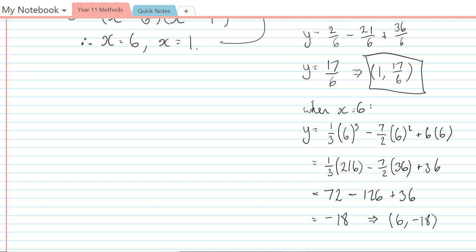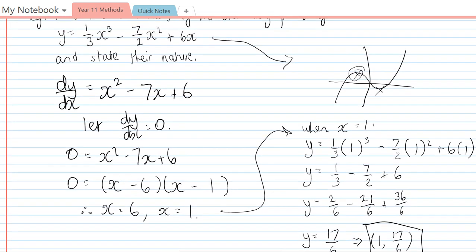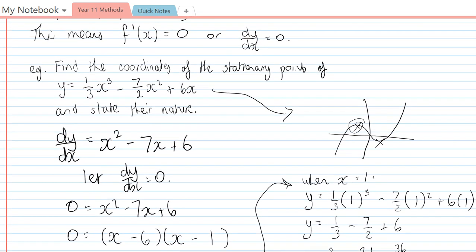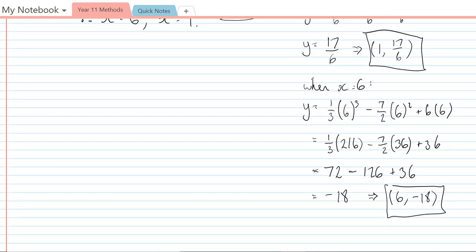And so with all of that done, I've now got the two coordinates. I probably should make it obvious that that is part of my answer. And, well, it says to also state their nature. So, as I was saying, the point that's on the left, the smaller x value, is a maximum. We can see this because of the shape of the graph. And the point on the right here is going to be a minimum. So that was when x equals 6. And so this one here, we can say is a minimum. This one up here we can say is a maximum. And again, it's just referring back to the general shape of the graph.